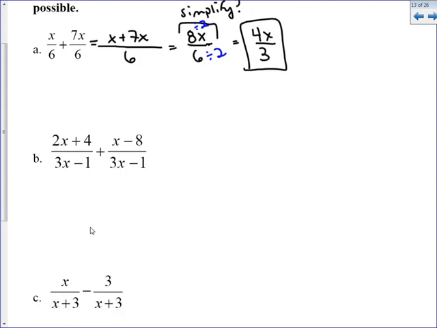B, a little bit bigger here. Want to add (2x + 4) over (3x - 1) plus (8 - x) over (3x - 1). The only part you ever actually add or subtract are the numerators. These already have a common denominator, so I could take the numerators and add them together over one common denominator.